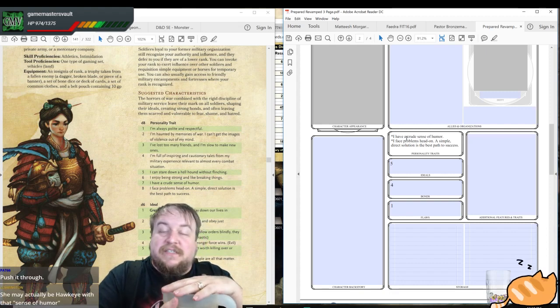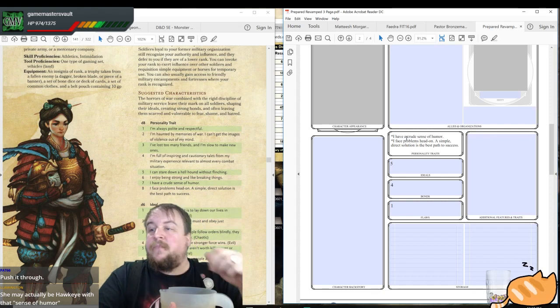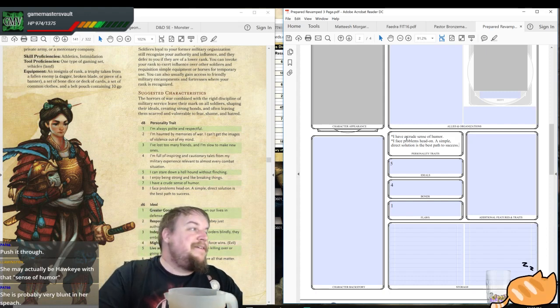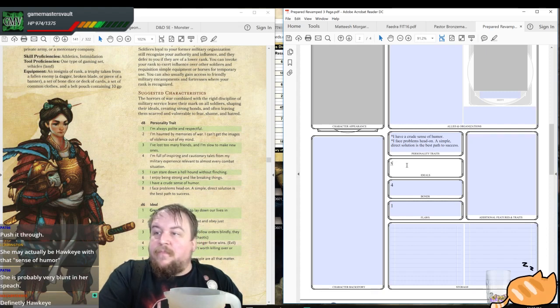She tells you that this is her holy ministry, as you just now have a new hole in you. She may actually be Hawkeye with that sense of humor. Probably very blunt, yes. Blunt has a crude sense of humor. She'll make some off-color remarks or lewd jokes, or some different, like racial humor or whatever. Derek says definitely Hawkeye.